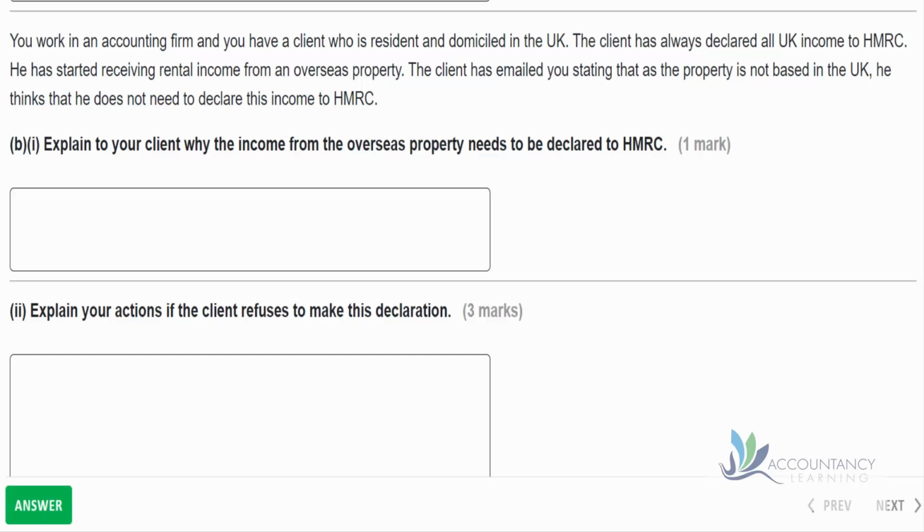And a person is domiciled in the country in which they have their permanent home. A person may be resident in more than one country or have dual nationality, but under UK law they can be domiciled in only one country at a time. So we're told in the question the client has always declared all UK income to HMRC. He has started receiving rental income from an overseas property. The client has emailed you stating that as the property is not based in the UK, he thinks that he does not need to declare this income to HMRC.